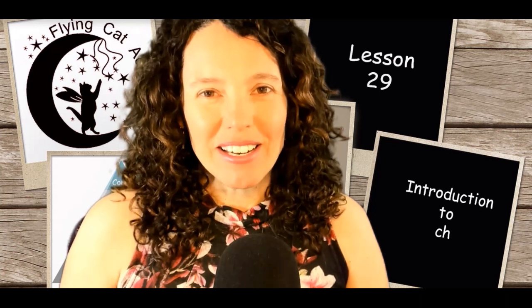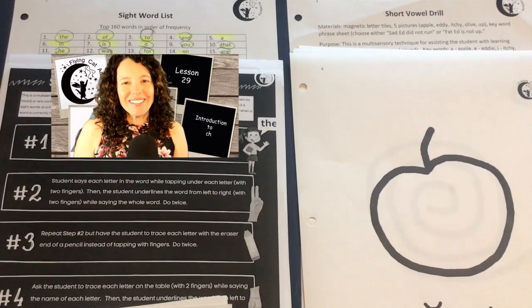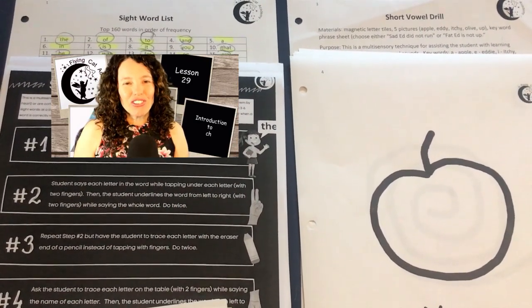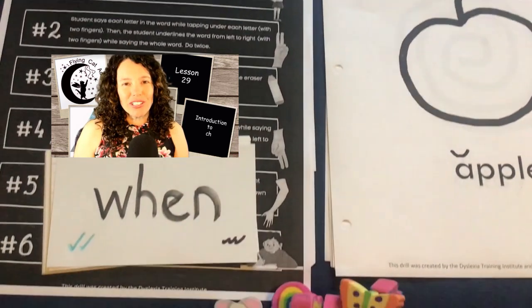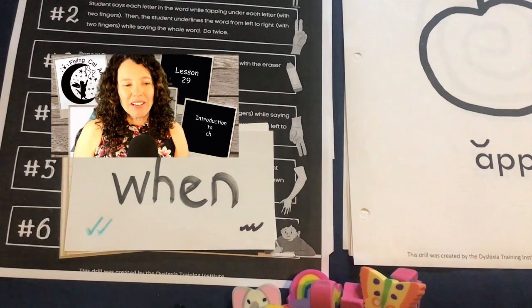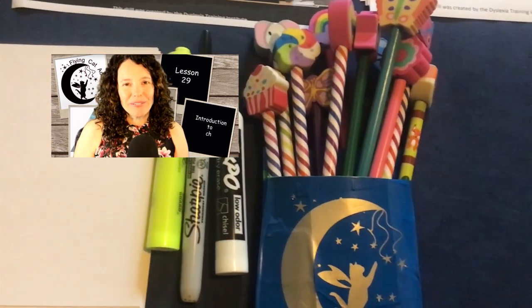Let's get started by setting up the table. You'll need your top 160 sight word list, the sight word study method instruction sheet, the card pack with the words on which the student is currently working, some blank cards, a highlighter, markers, and some pencils.